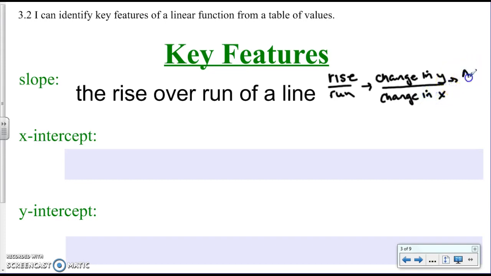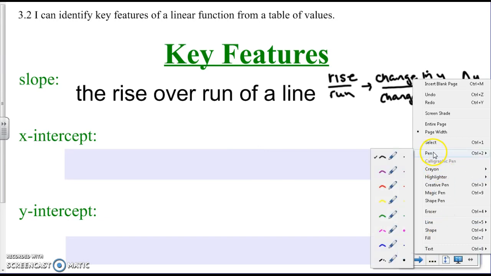Mathematicians are lazy and like to use symbols. So that little triangle is called a delta, and delta means change. Okay, so if we want to shorten that up and not write the whole thing out, we can say change in y over change in x. So slope is the same as what we did in the graph. The only difference is we're looking at numbers now, and we have to identify the slope from the numbers.